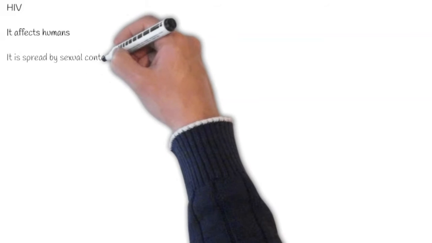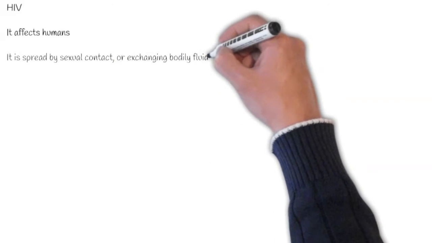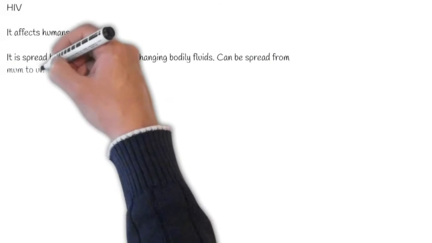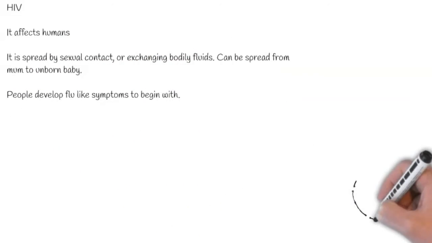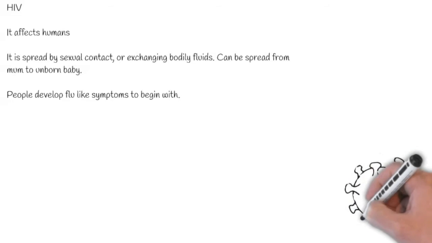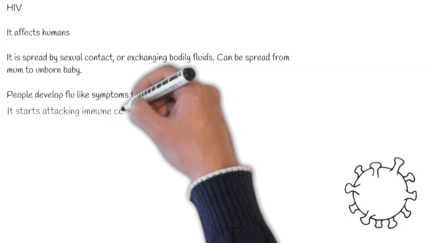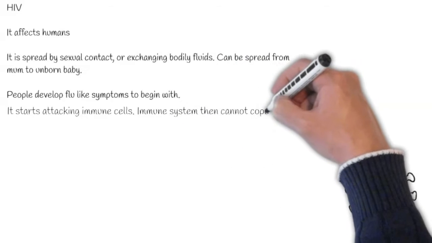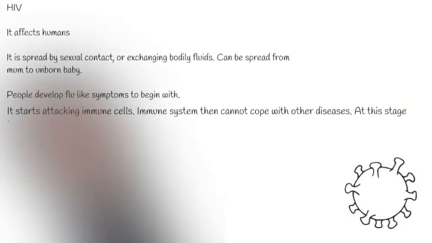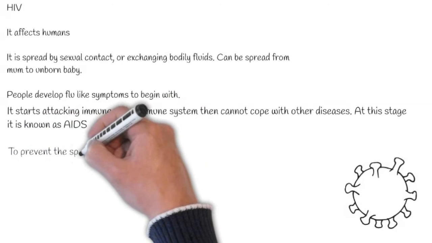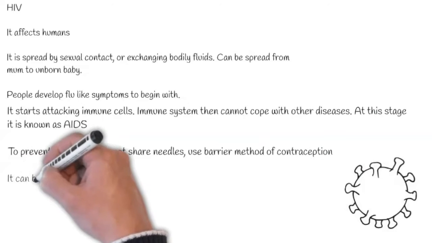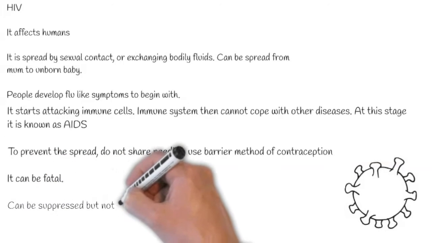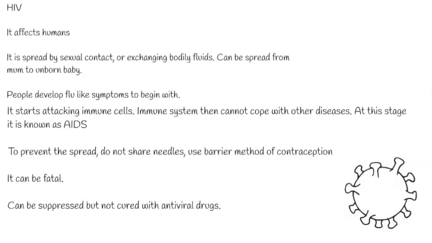Another viral disease is HIV. It affects humans. It is spread by sexual contact or exchanging bodily fluids. It can also be spread from mum to unborn baby. People initially develop flu-like symptoms. It starts attacking immune cells. Immune systems then cannot cope with other diseases. At this stage, it is known as AIDS. To prevent the spread, do not share needles and use barrier methods of contraception, such as the condom. It can be fatal. It can be suppressed but not cured with antiviral drugs.